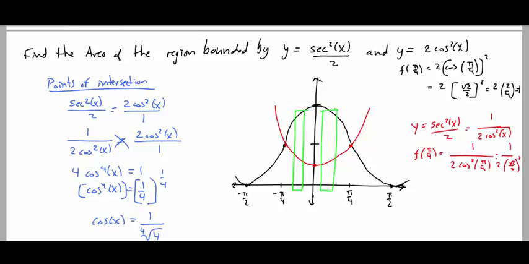So when I start to set up my integral, I know I'm going to go from negative pi over 4 to positive pi over 4, because I'm on the x-axis and that's where my points of intersection are. And then I need to do my upper curve minus my lower curve. Well, my upper curve was 2 cosine squared of x, and then my lower curve was secant squared of x over 2 dx. So there's my setup.